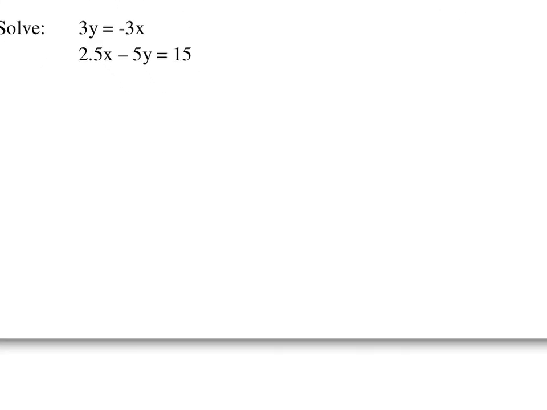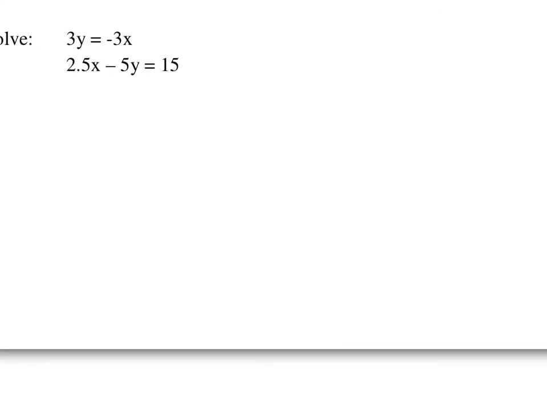One more to solve. 3y equals negative 3x. That's not in general form. And 2.5x minus 5y equals 15. We need to have it in general form, so we're going to take our first equation. Remember, general form is where the x and the y are on the left, and if you have a number, it's on the right. So we're going to add 3x to both sides on that first equation, and that will give us 3x plus 3y equals 0.